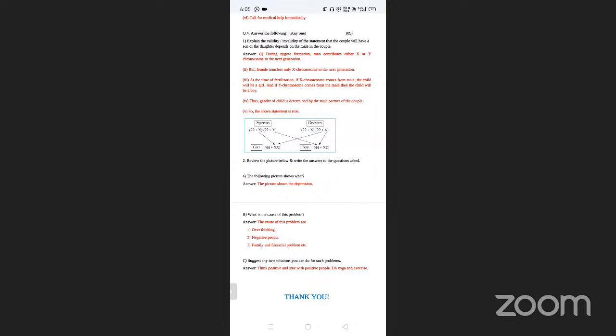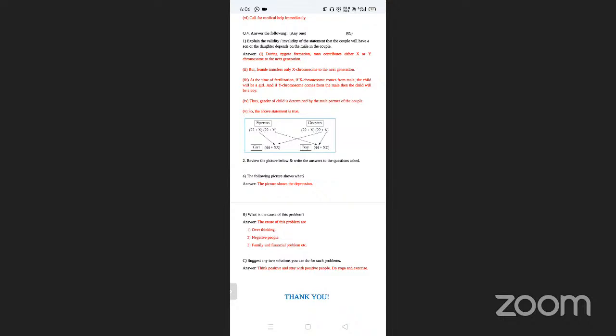Okay, see how you have to write it, very to the point, very systematically. Males contribute either X or Y chromosomes, right? This is the first point. Second point, females contribute only the X chromosome, right? So at the time of fertilization, if the X chromosome is contributed by the male, then the child will be a girl. And if the Y chromosome is contributed by the male, then the child will be a boy. So it depends totally on the male partner of the couple. Okay, so the above statement is true.